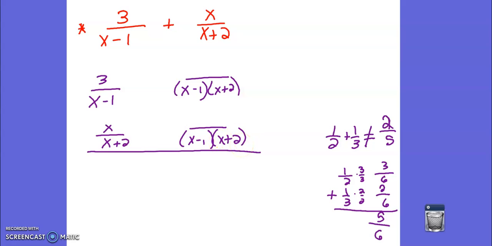And then you find out what's missing, just like what we did earlier. So what's missing here is the x plus 2. And then use the distributive property. And the same thing here, what's missing is the x minus 1.